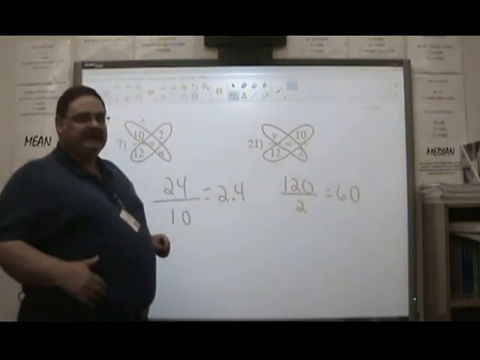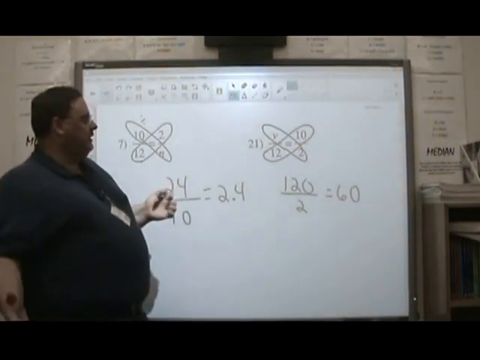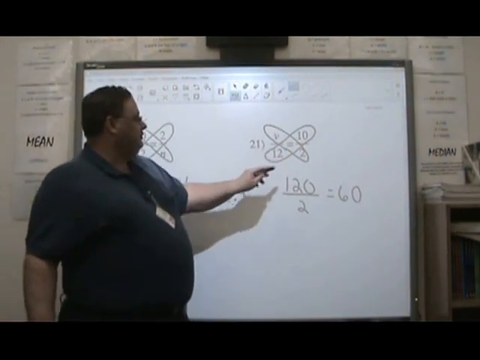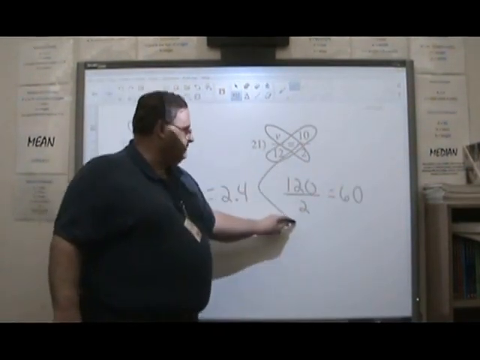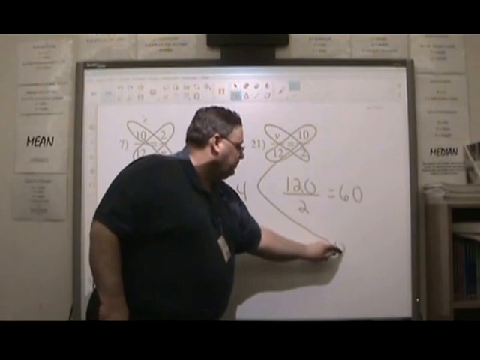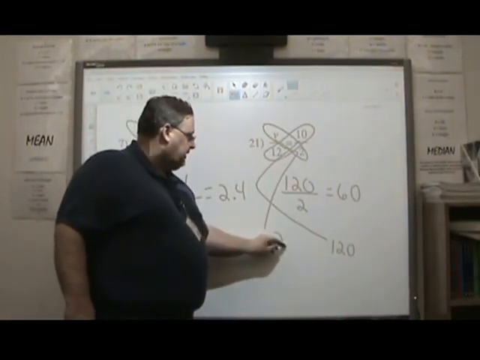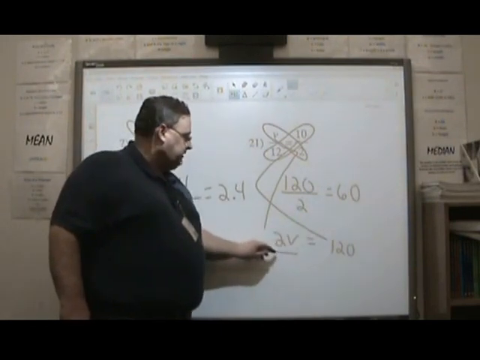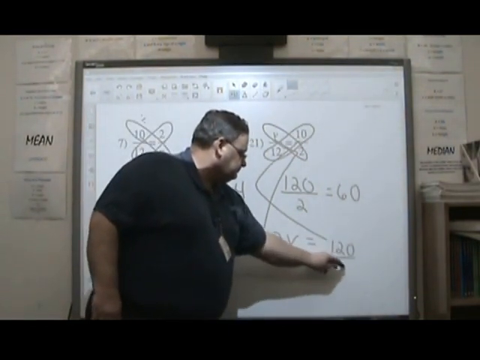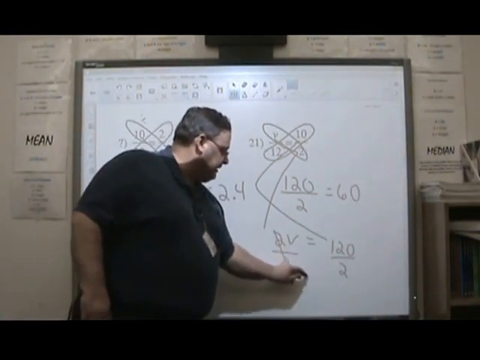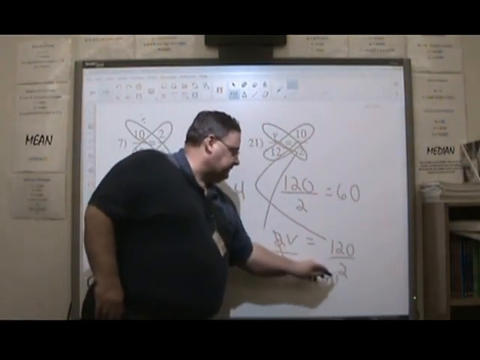Well, Coach, is that any different from what we were doing? No, I'll go ahead and show you. When I told you to cross multiply, 12 times 10 is 120. V times 2 would be 2 times V. And using algebra, we divide both sides by 2, and we're still going to get 60.